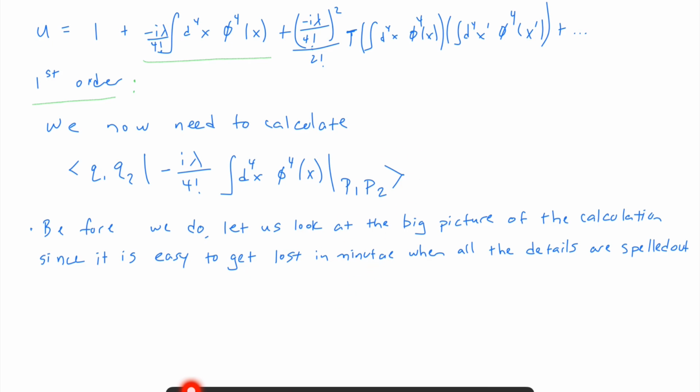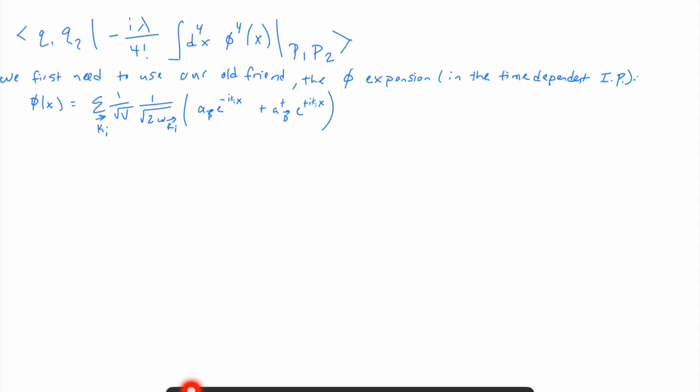All right, so let's look at this calculation, big picture, and then we'll get to the details in a little bit too. So here's our thing that we're trying to calculate. Before we do this, we actually just take this phi and use our classic expansion. I called it our old friend, the thing that I asked you before to memorize. Remember, the phi expansion is this in terms of a and a daggers. There are these factors of e to the ikx on both sides, minus and plus.